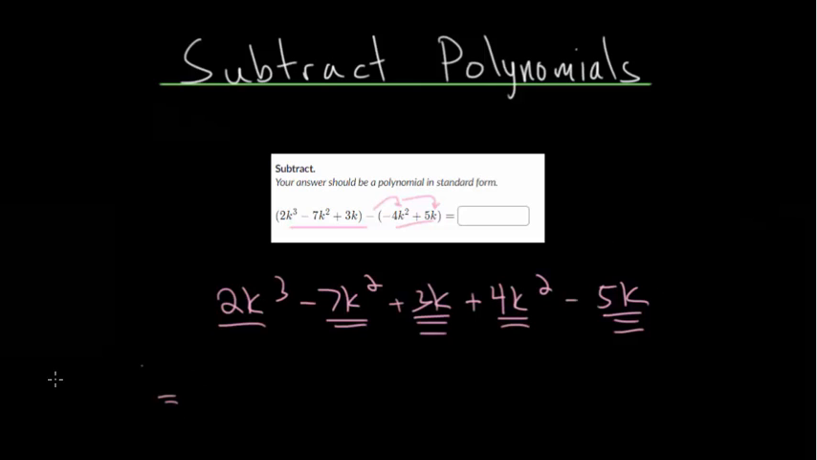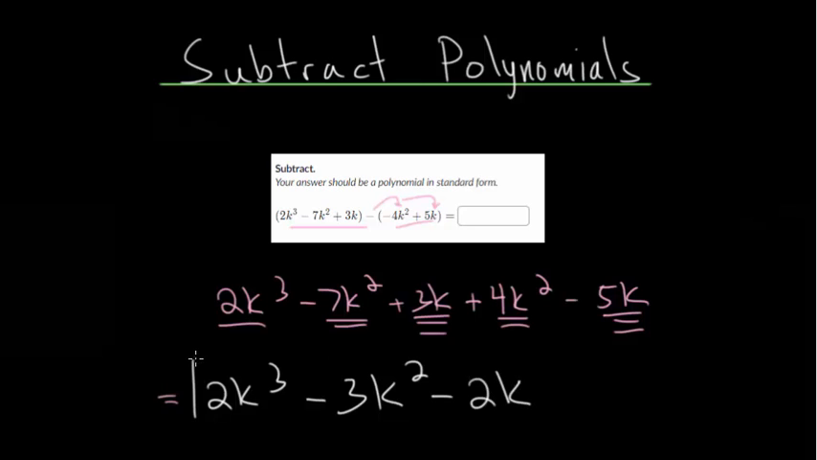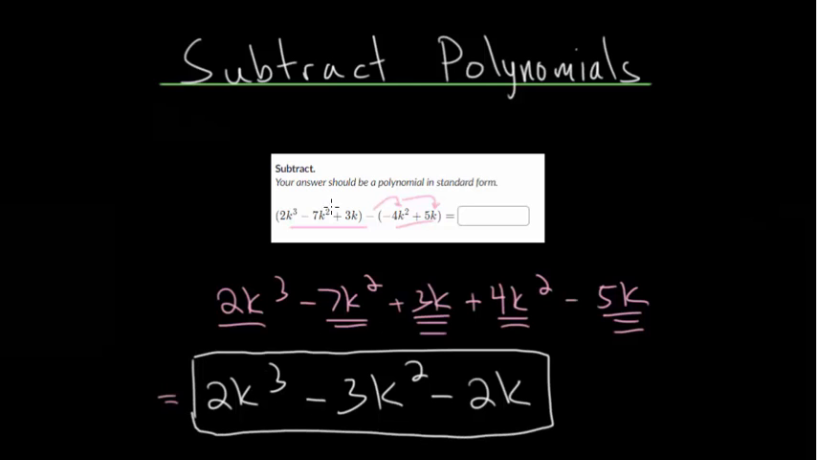So we'll just rewrite the cubic term because that's the only one. So we have 2k cubed. And then for the squared terms, we have minus 7k squared and plus 4k squared. So we have minus 7, and we're adding 4 to that, so that brings us to negative 3k squared. And for the linear terms, we have 3k minus 5k. So we have 3 and we're taking away 5. So that brings us to minus 2k. So this right here would be the final difference when subtracting this polynomial from the other.